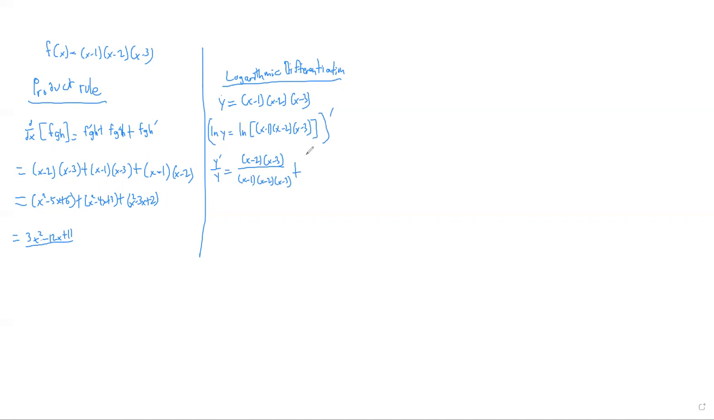Plus, okay, and then we're taking the derivative of this. I'm using the product rule for three functions right now. So then that is x minus 1, x minus 3, all over x minus 1, x minus 2, x minus 3, plus x minus 1, x minus 2, over x minus 1, 2, and 3.